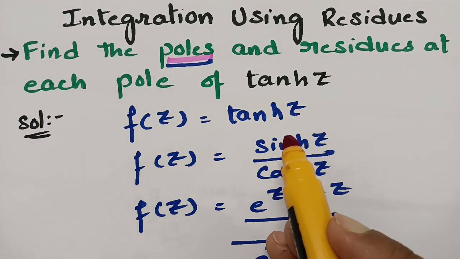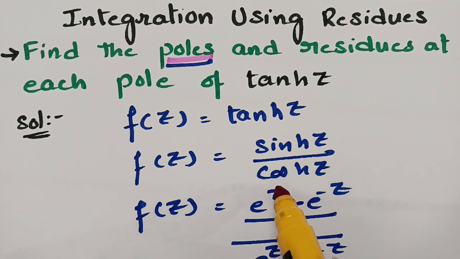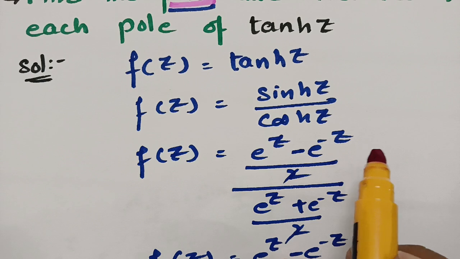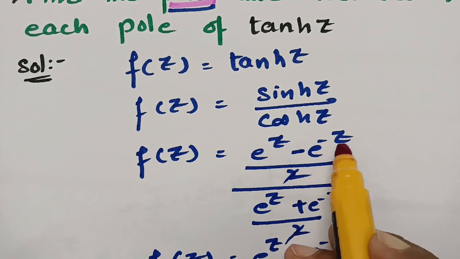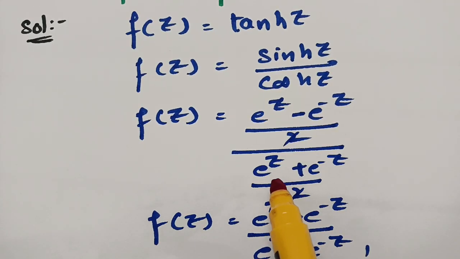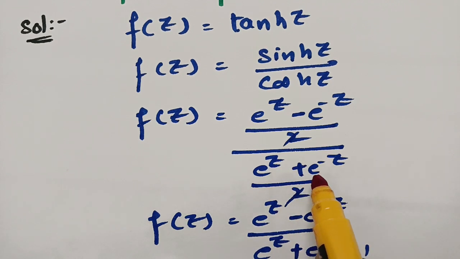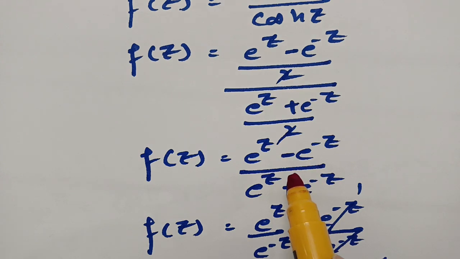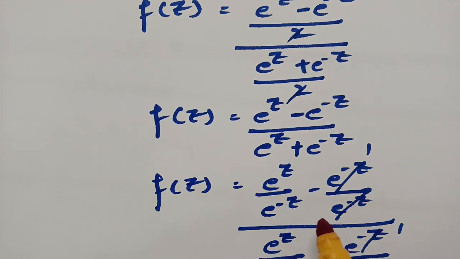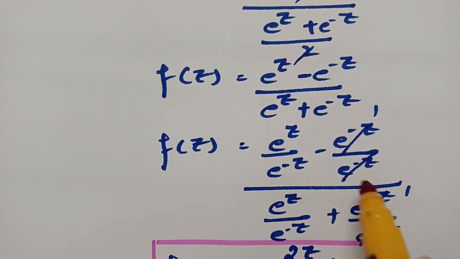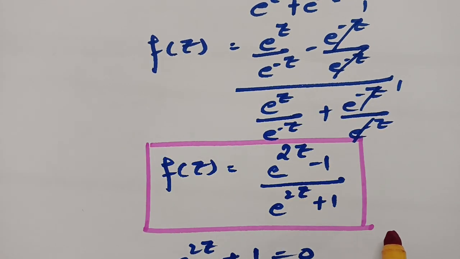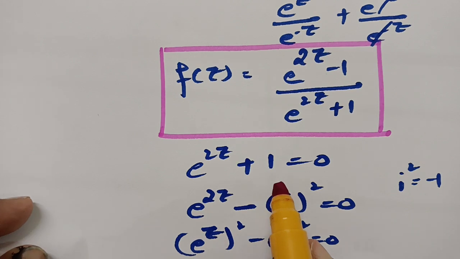So tanh z can be written as sinh z by cosh z. As it is a hyperbolic function, I am writing it in the form of an exponential function as (e^z minus e^(-z))/2, and this cosh z as (e^z plus e^(-z))/2. After cancelling 2, this will be the function. If I divide the numerator and denominator by e^(-z), this will be the function. In order to find the poles, we have to equate the denominator to 0.